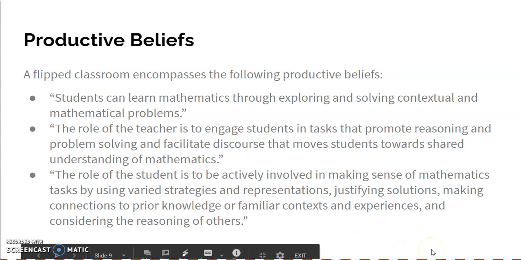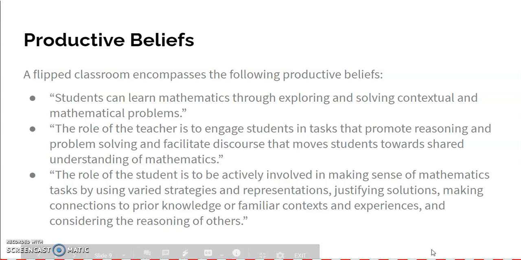I believe that a flipped classroom aligns with these productive beliefs from our book. Since they're going at their own pace, they get to explore and solve mathematical problems. As a teacher, it's your job to engage them in tasks with the activities you create for them to do in class, and you're facilitating discussion to give the students a deeper understanding. And it's the student's role to be actively involved, whether it be going through the lecture at home or doing the activities, and so on.